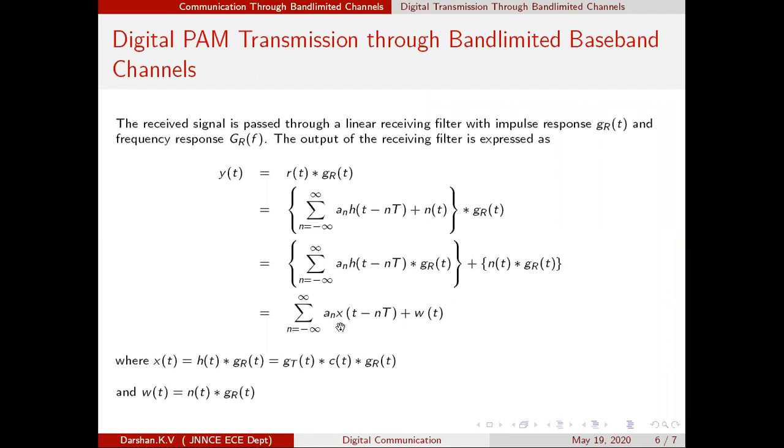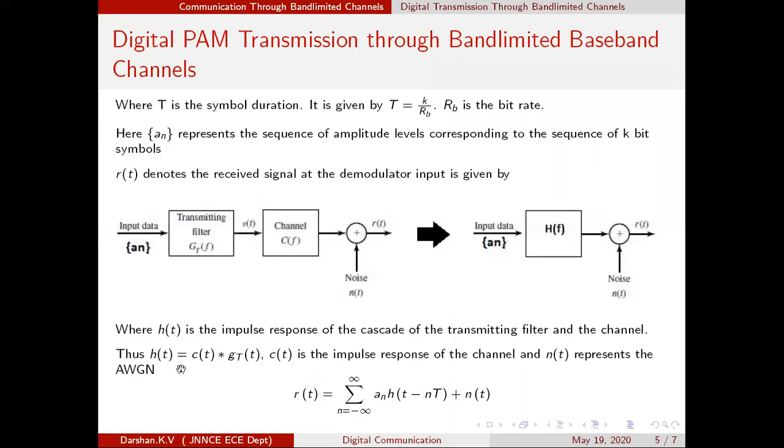Remember all these are for mathematical simplification. So x has been written: x of t plus w of t. This much is over. Then what is x? All of us know what x is: h of t star g_R of t, correct? As per this, what is h of t? Again it has been written as g_T of t. This you can get from the previous step. h of t is c of t star g_T of t.